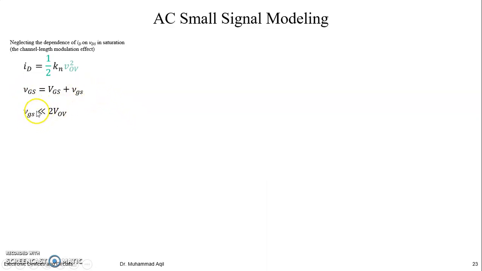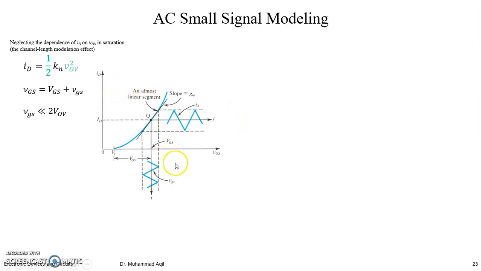If this VGS is less than 2 VOV, where VOV is set by taking the DC VGS higher than VT, then twice that VOV will tell you that your signal VGS is small. Less than this would be considered a small signal, and then you can use the model which we are going to introduce. So if this is your VOV, and this is VGS AC, this should be very much less than this one. Then you can use these models.